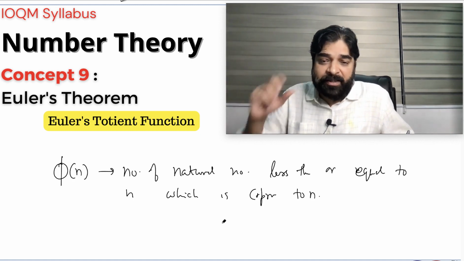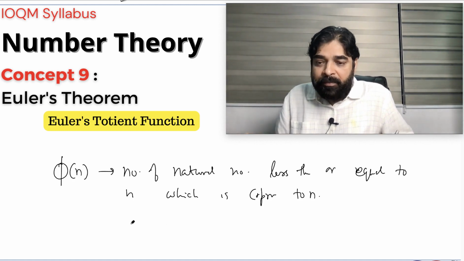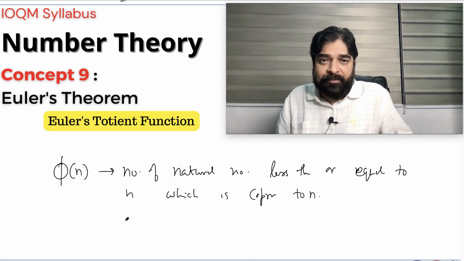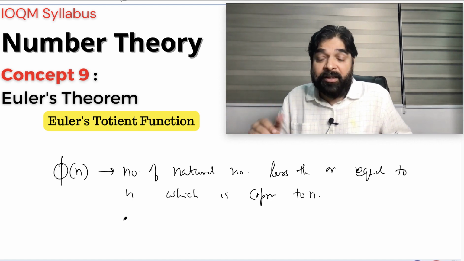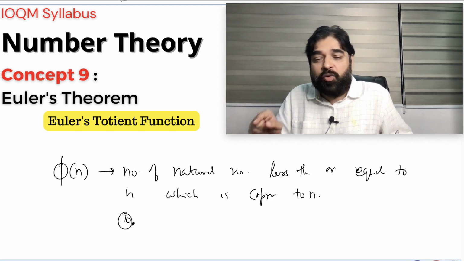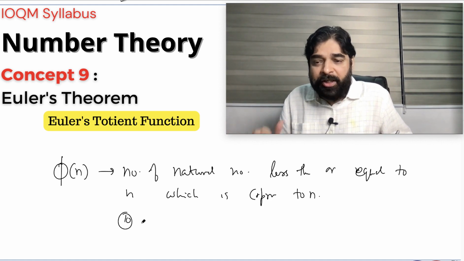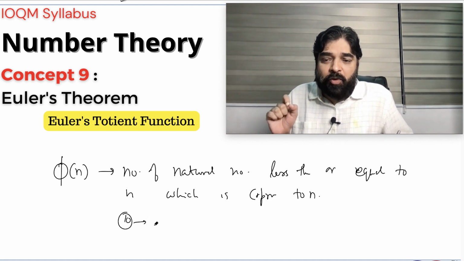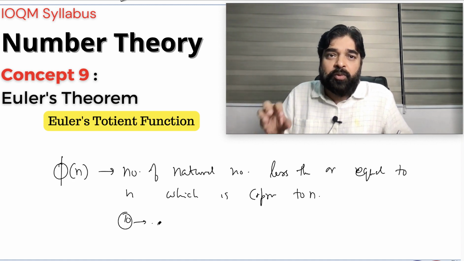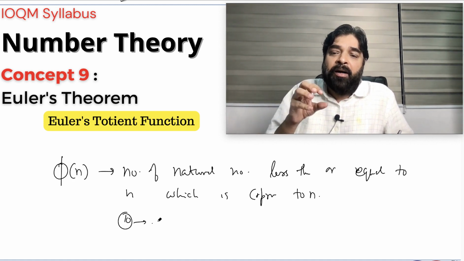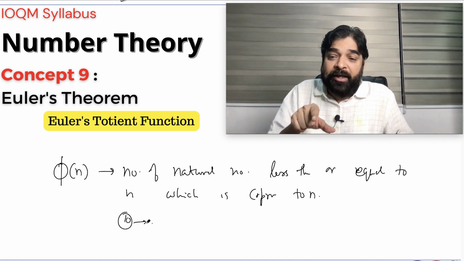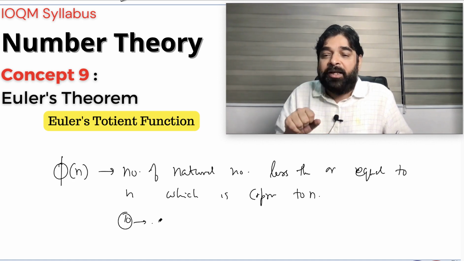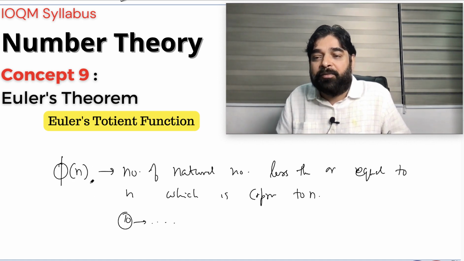Meaning, suppose I say, how many natural numbers less than or equal to 10 are co-prime to 10? Let's count it. Which are co-prime to this? Count it like 1, 2, 3. 4 we cannot take because 4 is not co-prime to 10, 2 is a common factor. 5 also we cannot take, 6 also we cannot take. Like that you can count it.